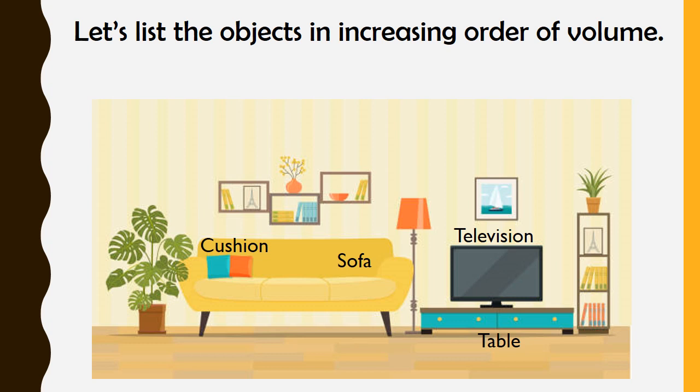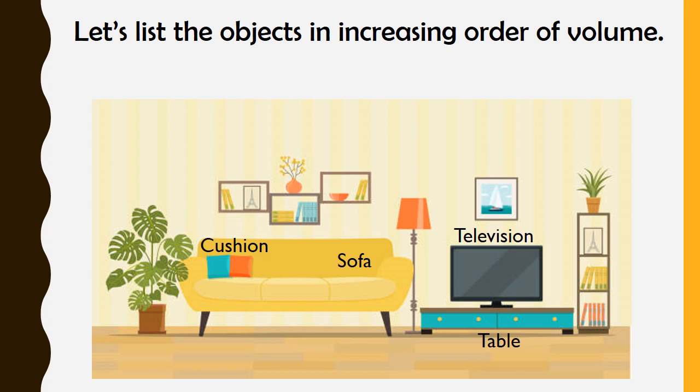Now look at this living room. We have different objects placed here. We are going to list the objects in increasing order of their volume. I named for you the cushion, the sofa, television, and table. We have many more objects, but we are going to list only these 4 objects in increasing order. What does increasing order mean? It means we have to list them from least to greatest.